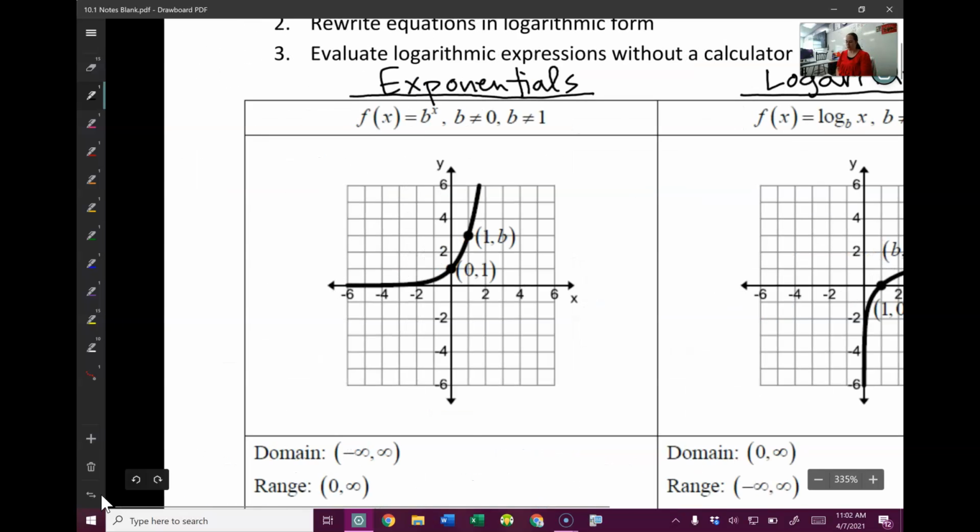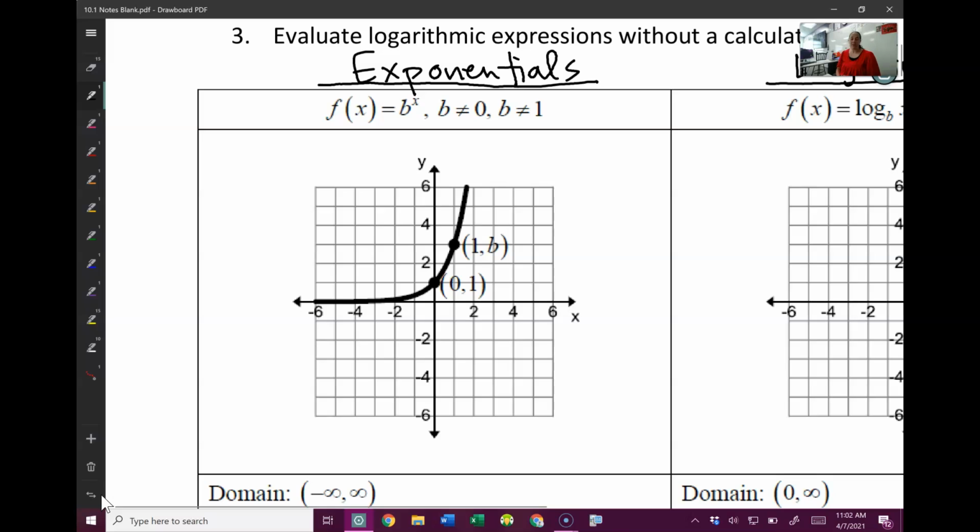So let's start by reviewing exponentials. So this is the basic exponential graph. I like to call it the hockey stick graph because it starts flat and then shoots up kind of like a hockey stick on its side. Exponentials are any number to a letter. So like 3 to the x, 5 to the x, 72 to the x, 2 to the x. Anything like that is an exponential, a number with a letter in the exponent.